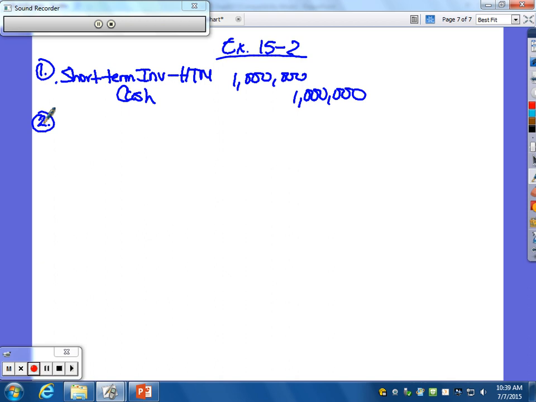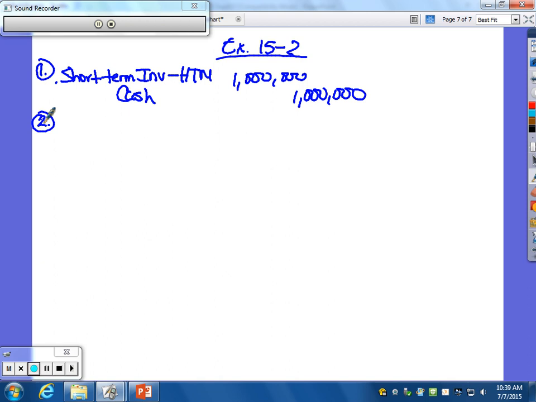Okay, second journal entry. On September 16th, received a check from Remedy in payment of the principal and 90 days interest on the debt securities purchased in transaction A. So, we got interest that has been earned at this point, right? And the principal was $1 million, right? What's the interest rate? 10%.